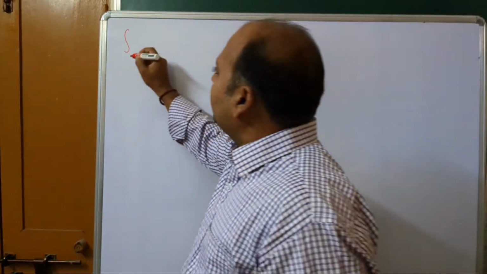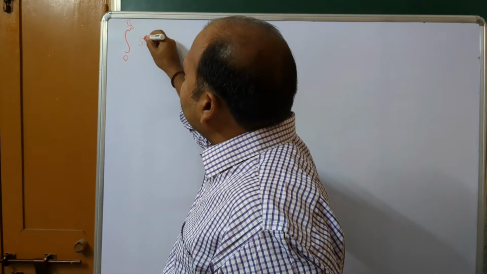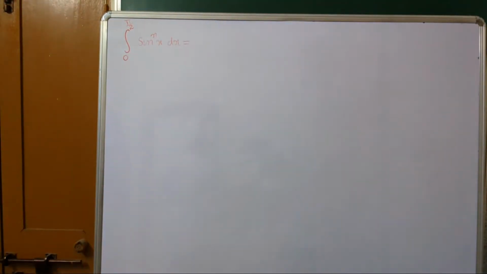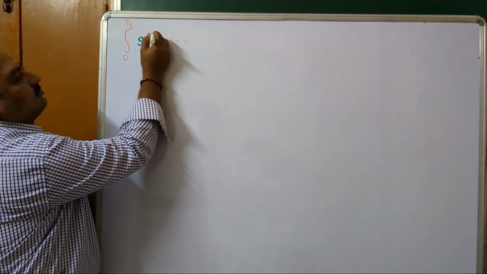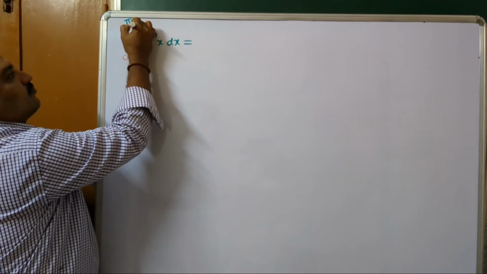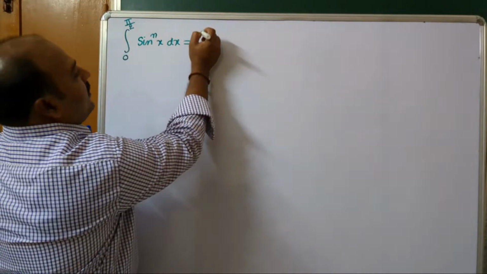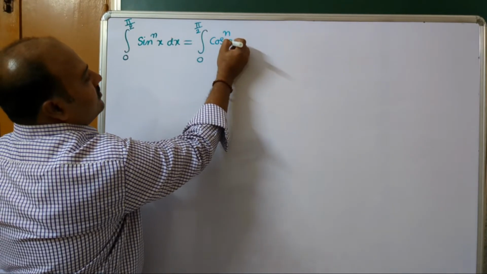So the standard formulas we have: integral 0 to pi by 2 sin power nx dx is equal to, and integral 0 to pi by 2 cos power nx dx.